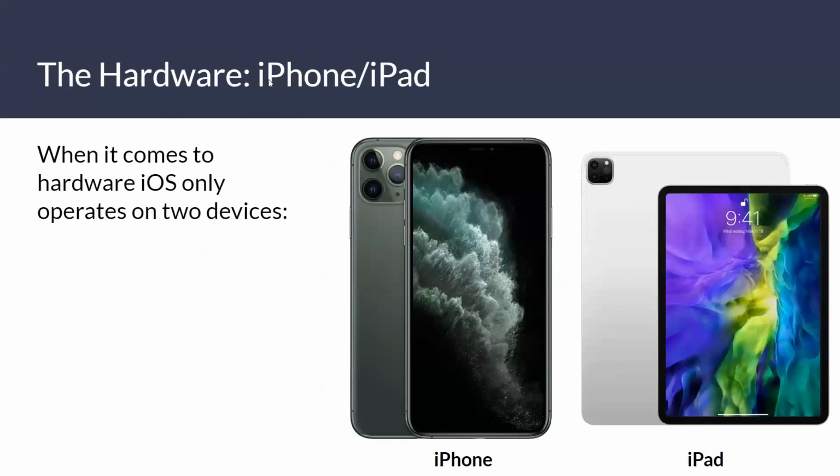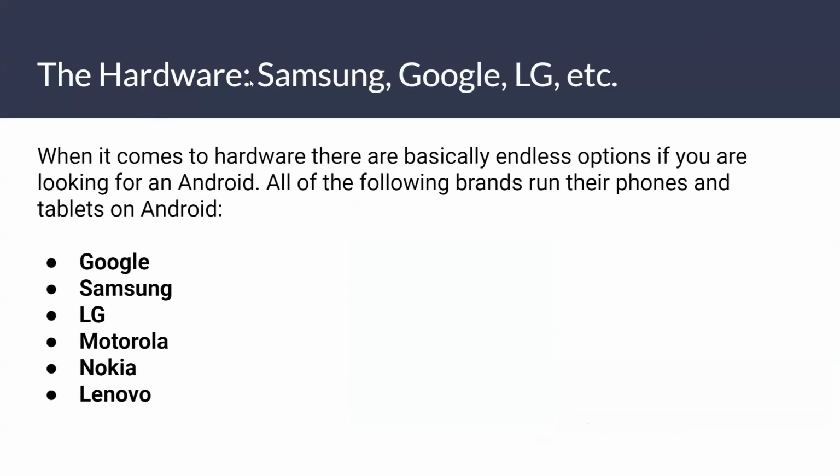The hardware, iPhone and iPad. When it comes to hardware, iOS only operates on two devices, on iPhones and on iPads. The hardware, Samsung, Google, LG, etc. When it comes to hardware, there are basically endless options. If you are looking for an Android, all of the following brands run phones and tablets on Android: Google, Samsung, LG, Motorola, Nokia, and Lenovo.